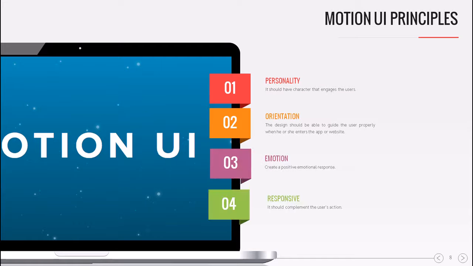The principles of motion user interfaces: one would be personality. It should have character that engages the user. Number two, orientation. The design should be able to guide the user properly when he or she enters the app or website. Number three, it should create a positive emotion. And number four, responsive. It should complement the user's action.